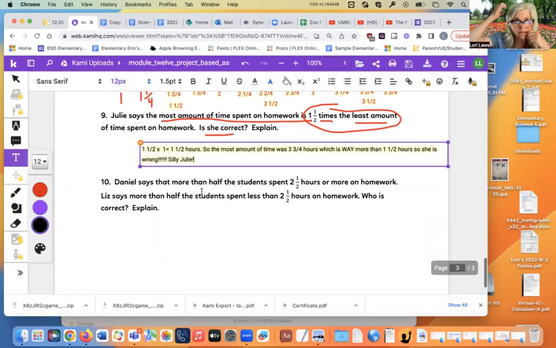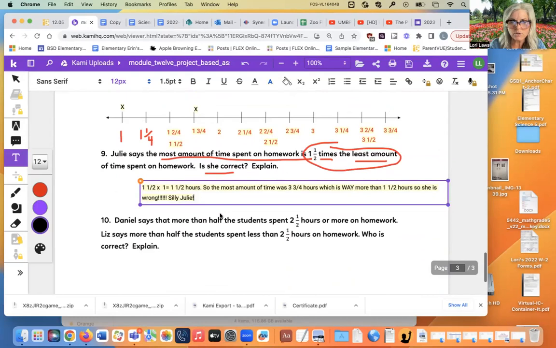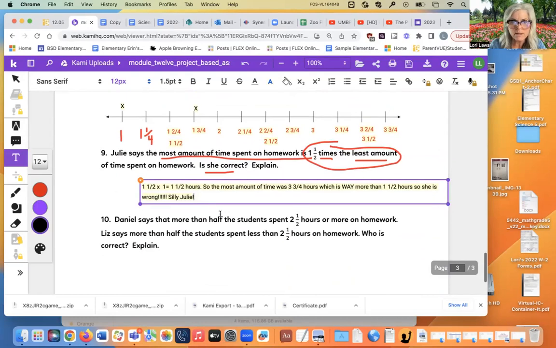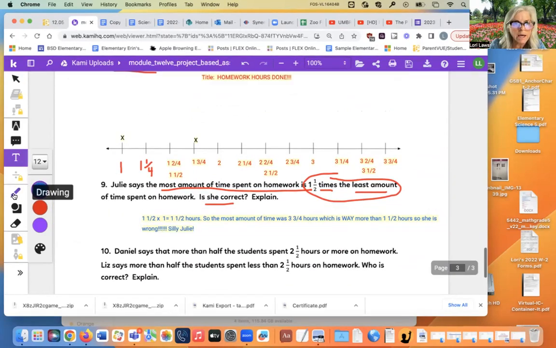Daniel says that more than half the students spent 2.5 hours or more on homework. Liz says more than half the students spent less than 2.5 hours on homework. Who's correct? Well, let's see how many kids. Let's put a divider in. So 2.5 hours or more, or less than 2.5. So we need to make a line. Let's make a big blue line at 2.5 hours. So right here is what we're talking about. We're going to draw a line.